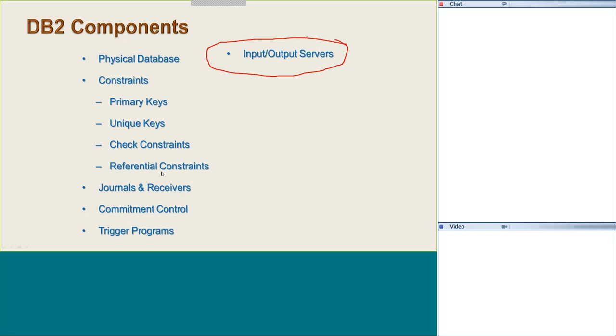Input-output servers are RPG programs, usually written as procedures and bound into a service program. And in my case, the recommendation is one server for each physical file in your database. These are border control. They control the type of access that people have to database files.